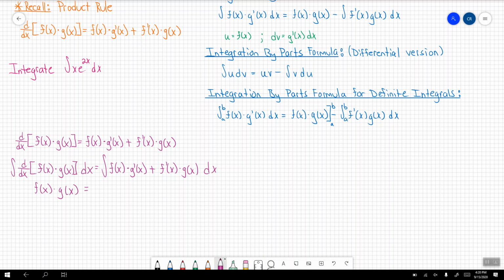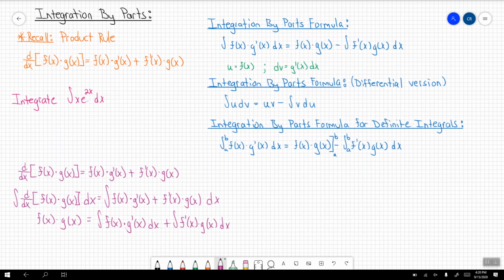Now, on the right-hand side, it's a little bit more complex than that. On the right-hand side, we actually just distribute the integral into each individual term, which means we're going to have the integral of f of x times g prime of x dx, and then we're also going to have the integral of f prime of x multiplied by g of x dx. And in this particular instance, we want to then isolate one of these values.